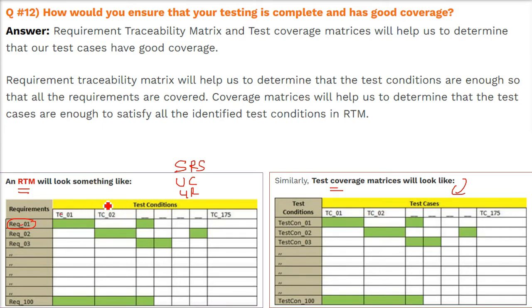For every requirement, there are test cases, and for every test case, there are test coverage matrices. All the coverage matrices are giving us assurance that all the test cases we are here to satisfy, all the identified test conditions in the RTM, we have done. For RTM, this is the requirement traceability matrix, and the second one which you see is the test coverage matrices. Let me again tell you, for RTM, requirement specification is the input.